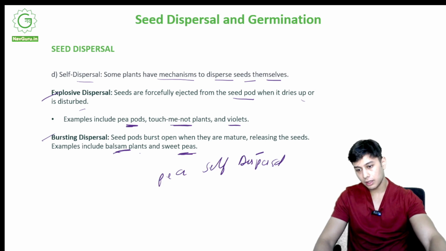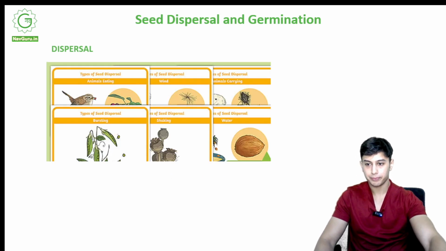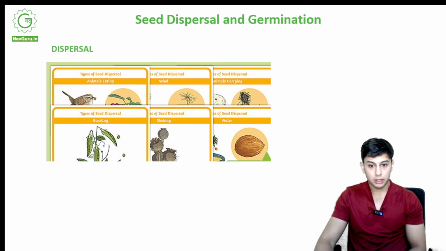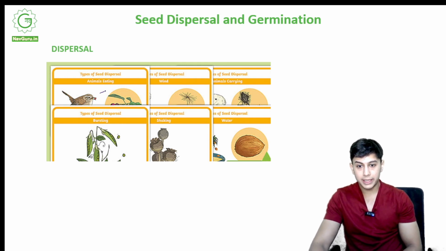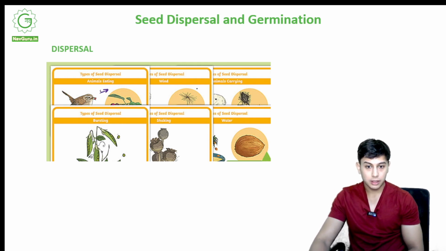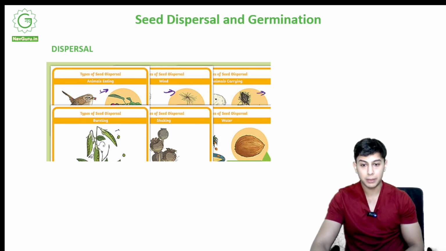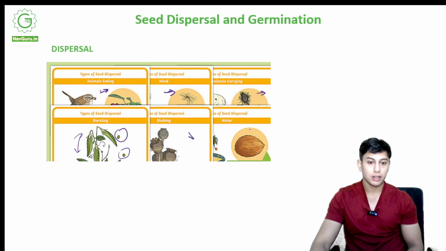Okay, let me show you another diagram. Dispersal, this animal eating is a dispersal. Okay, seed, this is through wind. Also I have animals carrying the seed. I have seed dispersal by bursting over here. This pea, matar, pea has burst open. These peas are falling. Shaking, okay. Water dispersal, that is coconut, right?